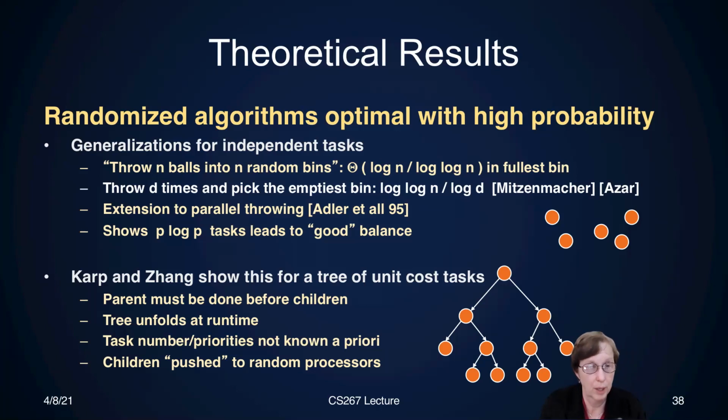One is that rather than just throwing a ball randomly into a bin, that is throwing a task to a random processor or stealing from a random processor, you can actually throw D times. So for example, if you throw it twice and you look for the least loaded bin, if you're pushing work away, or if you are stealing, you randomly look at two other processors and pick the one that's the most heavily loaded, you can prove, even in a theoretical sense, that gives you better load balancing. And then Karp and Zhang showed that this idea also applies to a tree of unit cost tasks, where the parent is done before the children and the tree is unfolding dynamically as in a game tree search.